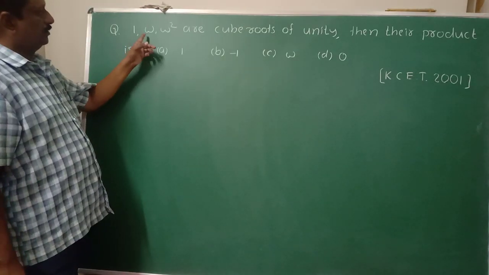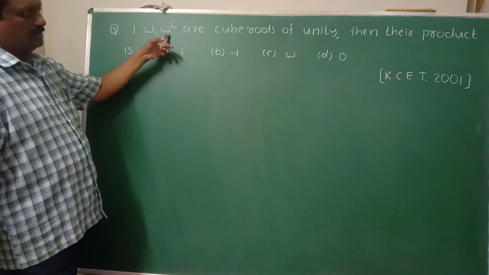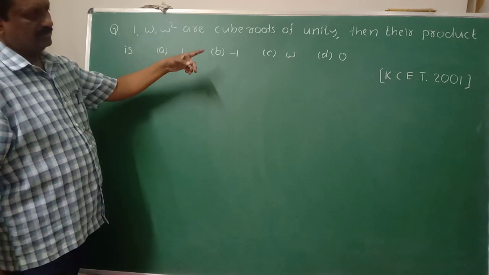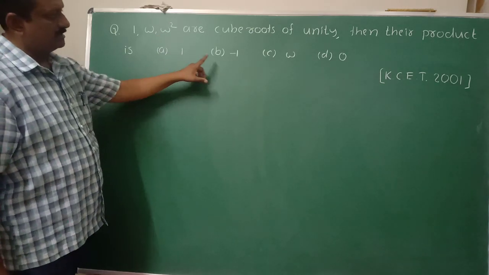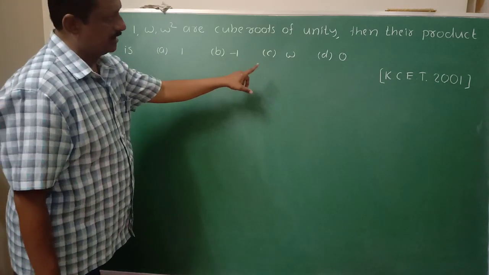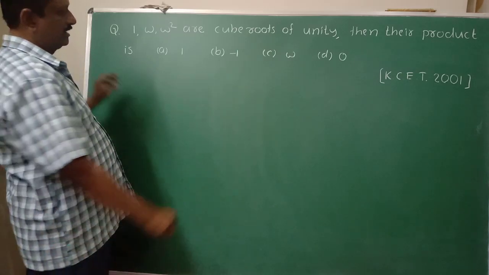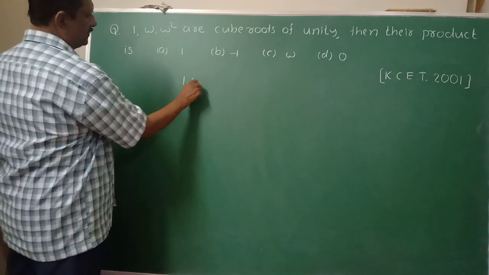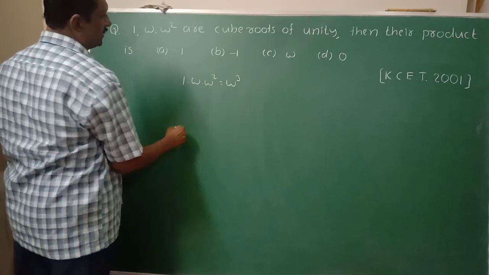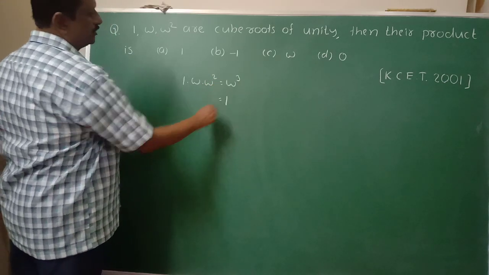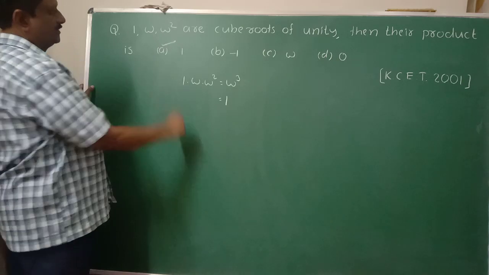So 1, omega, omega square are cube roots of unity. Then their product is: first option is 1, second minus 1, third option is omega, fourth option is 0. Product of cube roots of unity, obviously it is omega cube. So omega cube is 1 here. So the first option is correct.